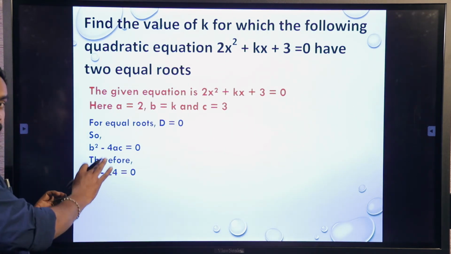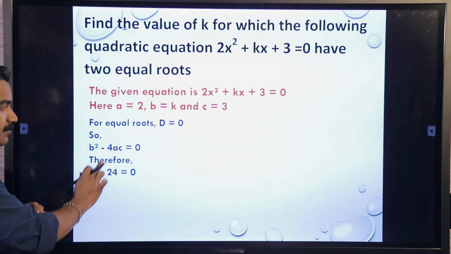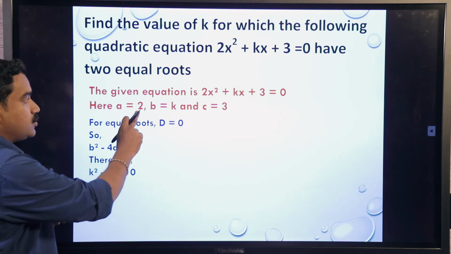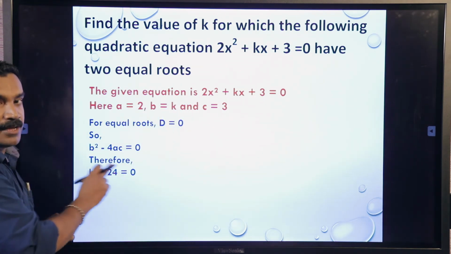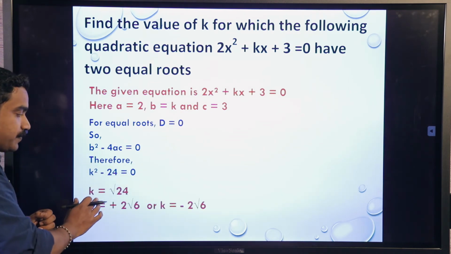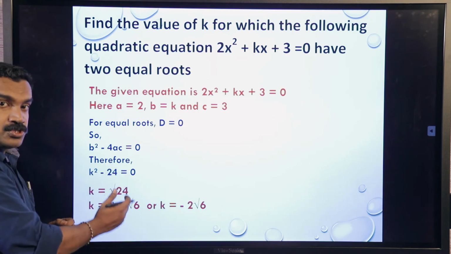Compare. What is b? What is a? What is c? You will get k square minus 4ac. 4 into 2 is 8, 8 into 3 is 24, equal to 0. So k square minus 24 equal to 0. So k square equal to what? Bring this negative 24 to the right side. You will get positive 24.